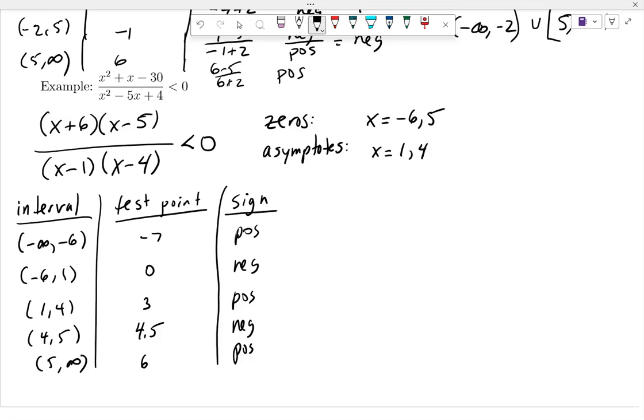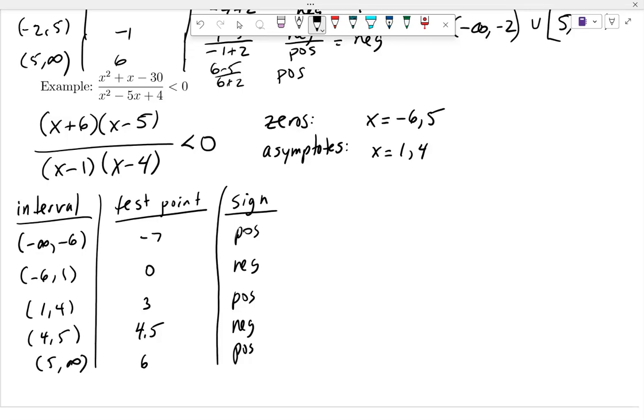So remember again, when we make our intervals, we want to put our numbers in order, right? So -6, 1, 4, 5. That's going to divide us up into 5 intervals. We've got the piece that's less than -6, between -6 and 1, between 1 and 4, 4 and 5, 5 and infinity. That part okay?